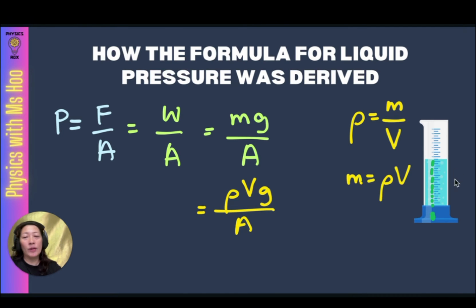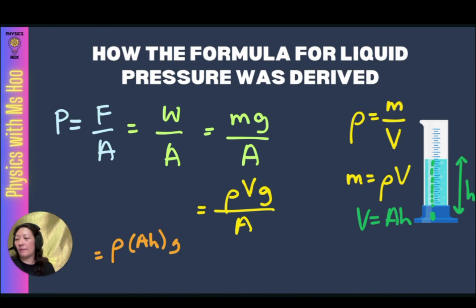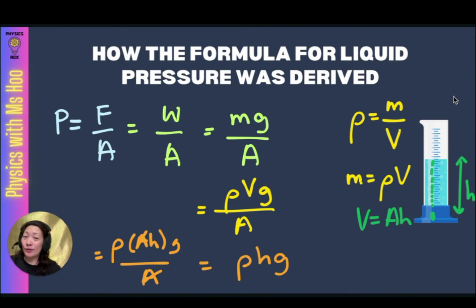Based on this cylinder, we know that volume can be calculated as area times height, where h is the height of the liquid, or depth in this case. So we're going to substitute V equals AH now into this equation. I'm going to write it on the side here because otherwise I'll run out of space. So that means this will give us rho AHG divided by A. We cut A, that's how you get rho HG, or H rho G, or rho GH, which all come up to the same thing. So that's how the formula for liquid pressure was derived. Now, let's look at an example on how to use this liquid pressure formula.